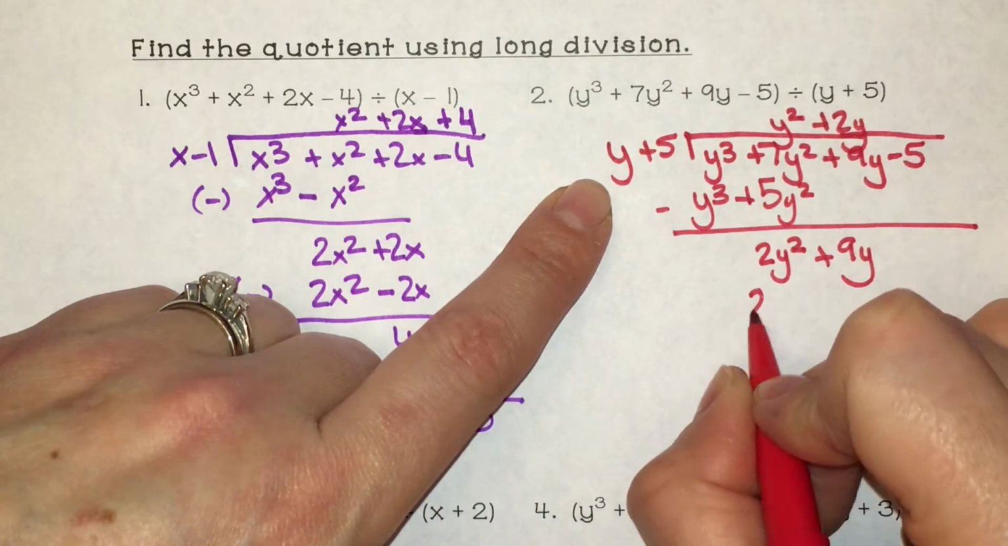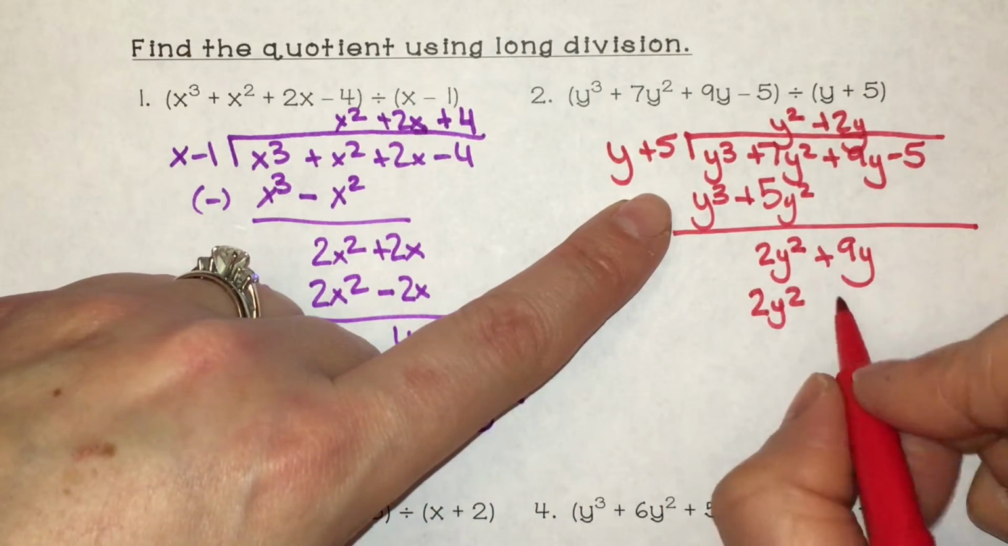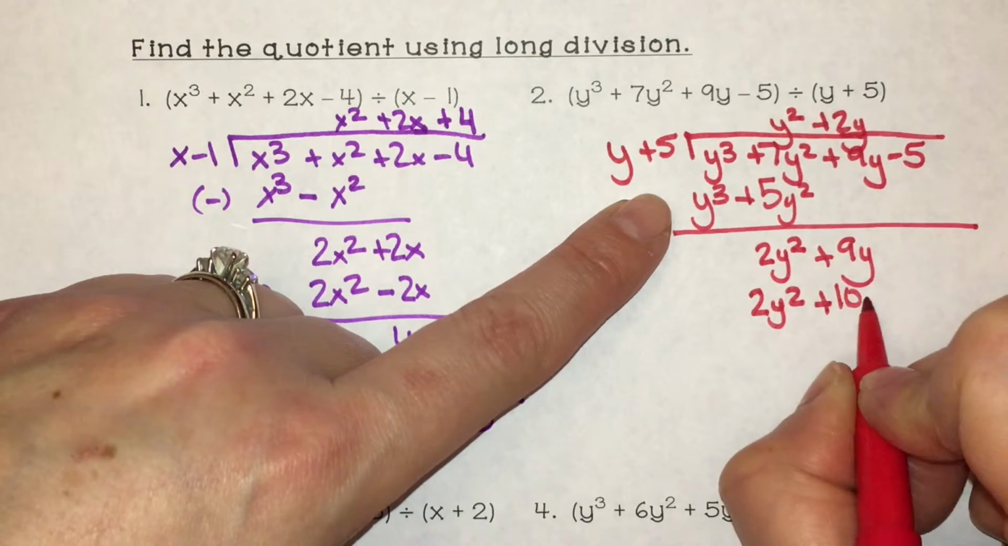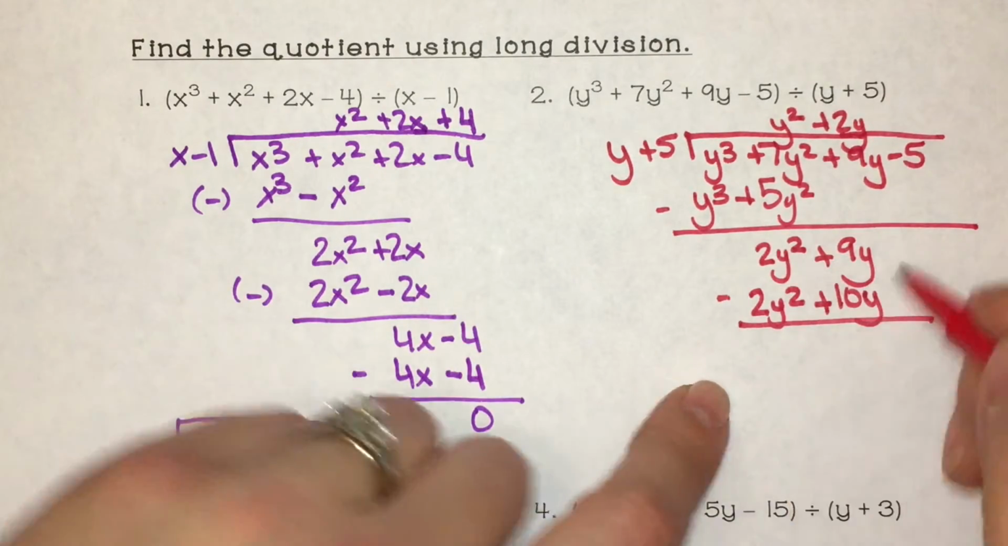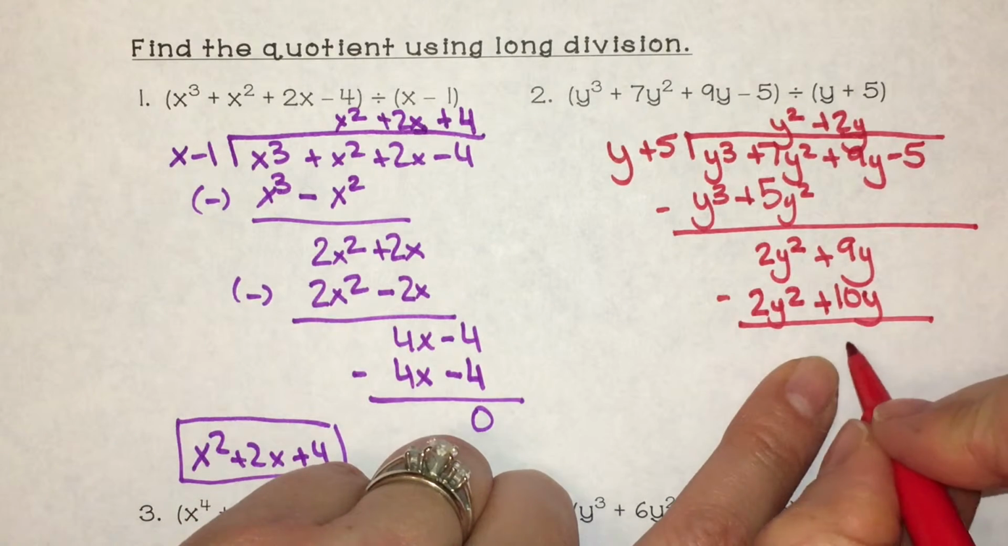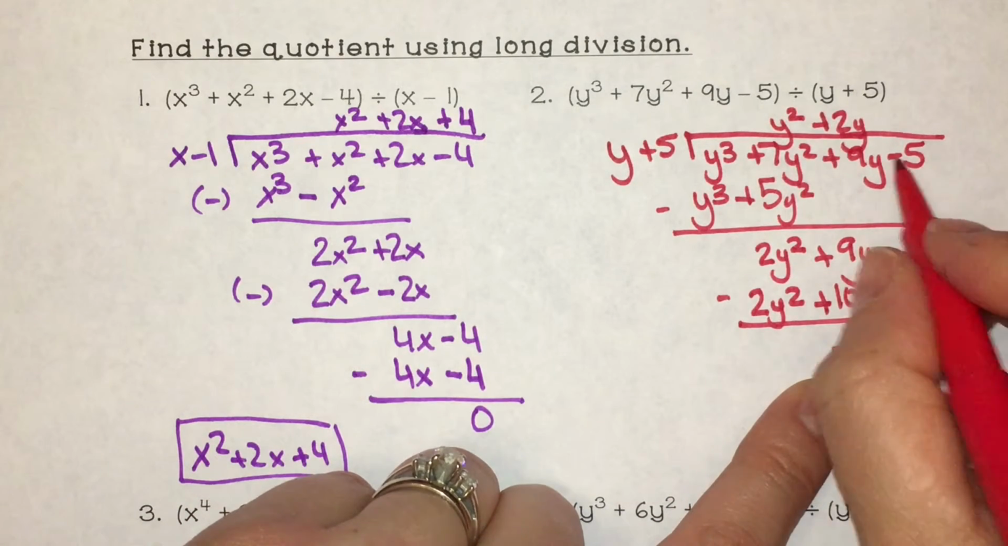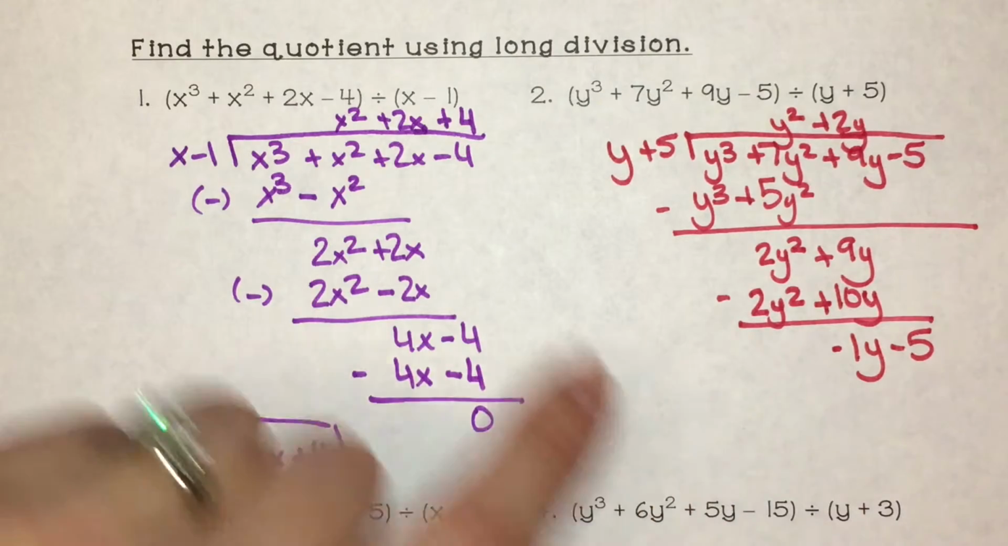2y times y is 2y squared. 2y times 5 is plus 10y. And we're going to subtract. We get 0. 9y minus 10y is negative 1y. Bring down the minus 5.